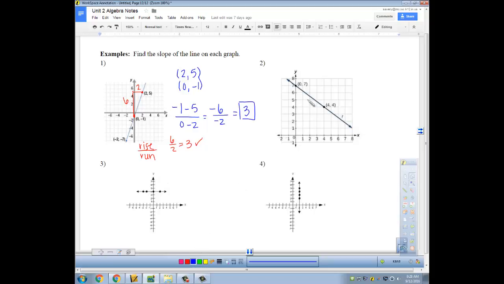Okay, number 2, they give me 2 points, so I can do it that way. (0, 7) and (4, 4).